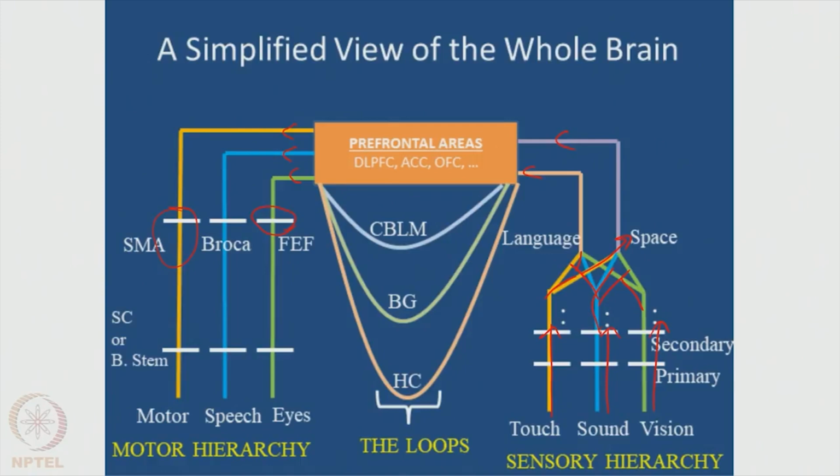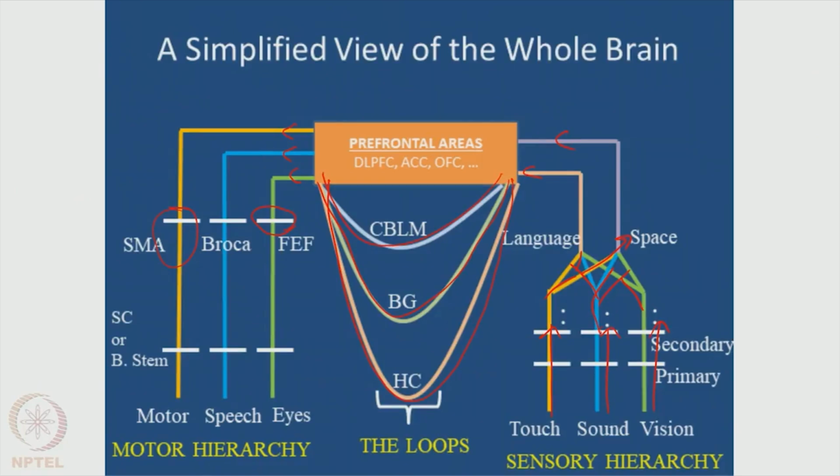In addition, we have also talked about three loops, right. So, we talked about the loop from the cortex to hippocampus and back to the cortex. We talked about the loop from the cortex to the basal ganglia and back to the cortex. We also talked about the loop from cortex to cerebellum and back to the cortex. The only thing is cerebellum also receives feedback from the spinal cord, which is not shown in this picture.